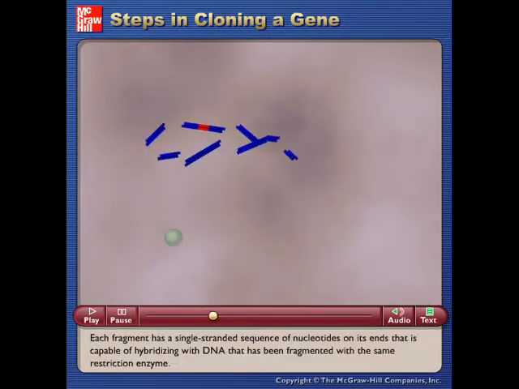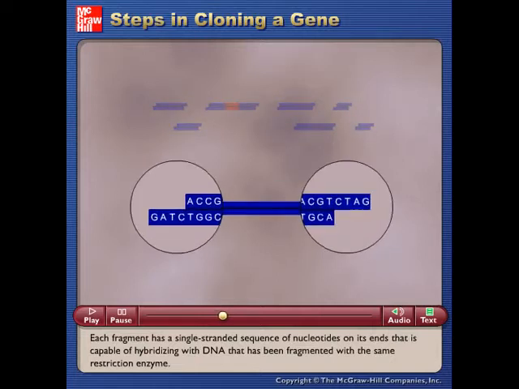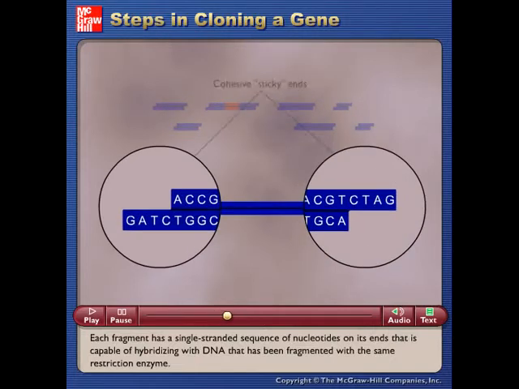Each fragment has a single-stranded sequence of nucleotides on its ends that is capable of hybridizing with DNA that has been fragmented with the same restriction enzyme.